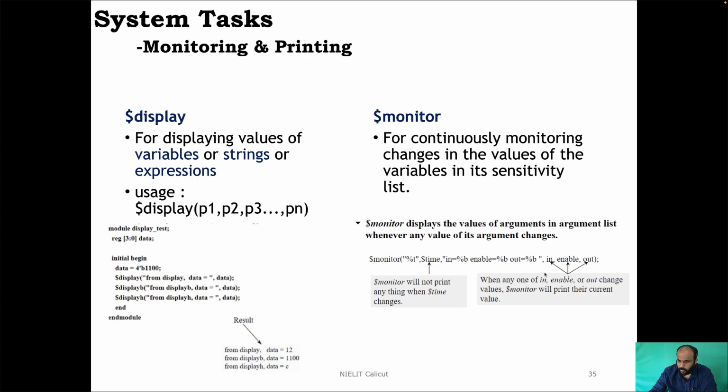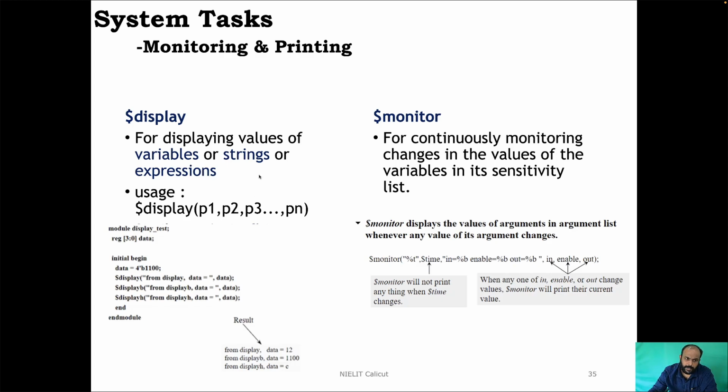If you give %o, it will print the value of the variable in octal format. If you give %h, it will print the value in hexadecimal format. If you give %d, it will print it in decimal format, and if you give %t, it will print the time unit. The simulation time unit is obtained by another system task called $time.